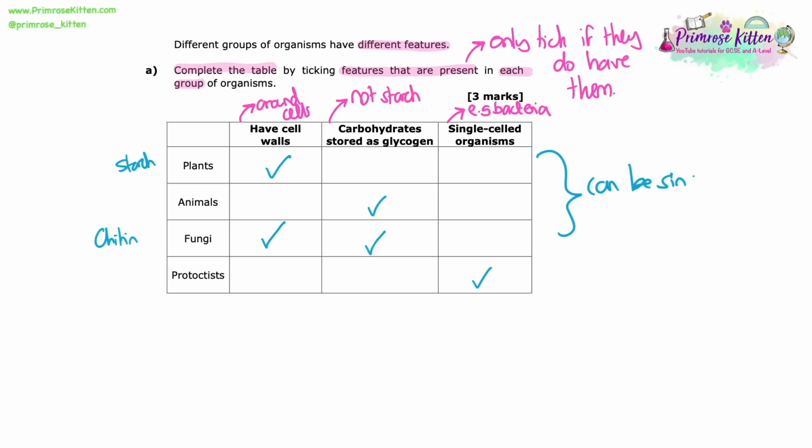Everything else, they can have single-celled organisms in their groups. There are single-celled plants, for example, there are single-celled fungi, there are single-celled animals like amoeba, but they are not all single-celled. Most of these are multicellular organisms.